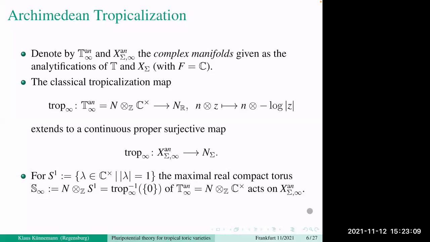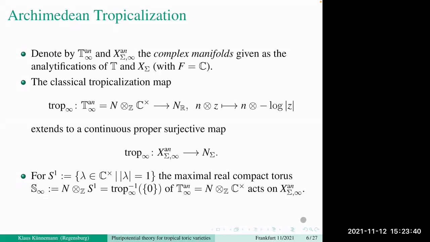And of course, for toric varieties, you always have a natural action. So inside of C star, you have a maximal torus, that's just a unit circle, I should say. And then you get a maximal real compact torus S infinity, which is N tensor S1. It can also be described as the pre-image of 0 under the tropicalization map inside of this torus. And of course, the torus acts on the toric variety.